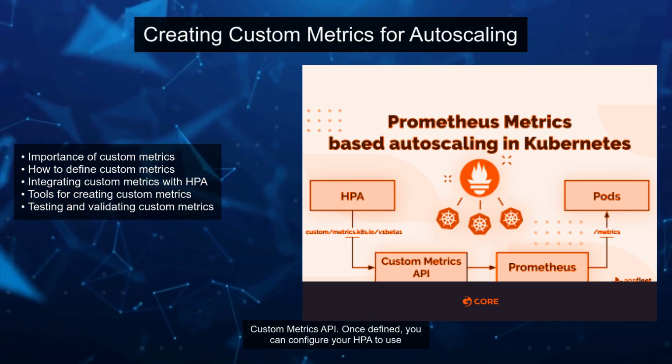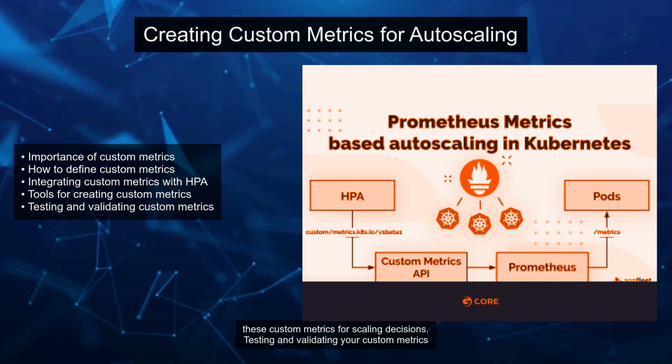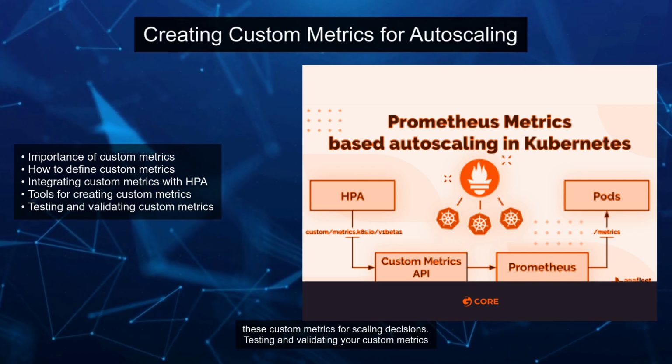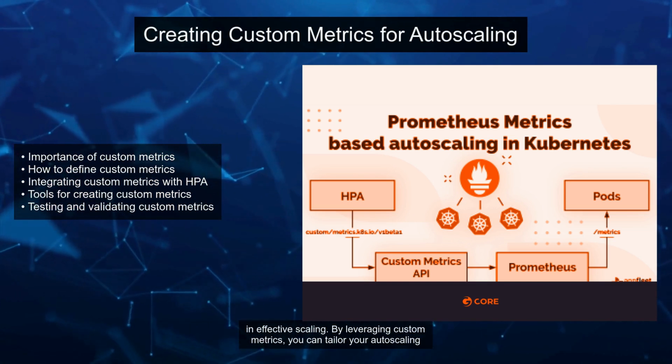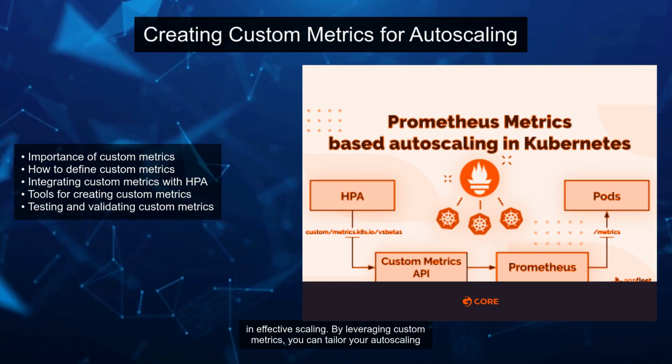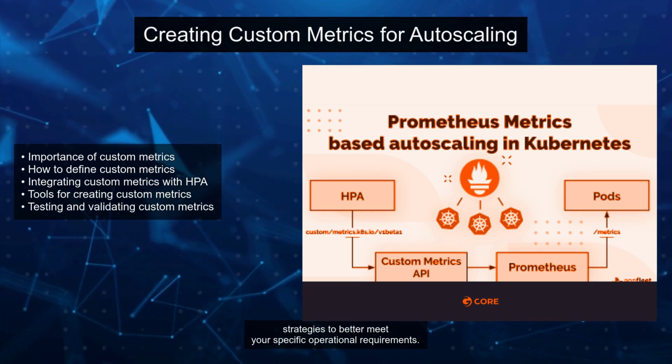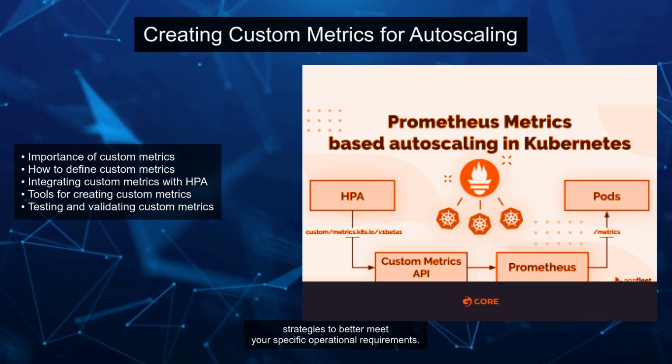Once defined, you can configure your HPA to use these custom metrics for scaling decisions. Testing and validating your custom metrics is crucial to ensure they accurately reflect your application's needs and result in effective scaling. By leveraging custom metrics, you can tailor your autoscaling strategies to better meet your specific operational requirements.